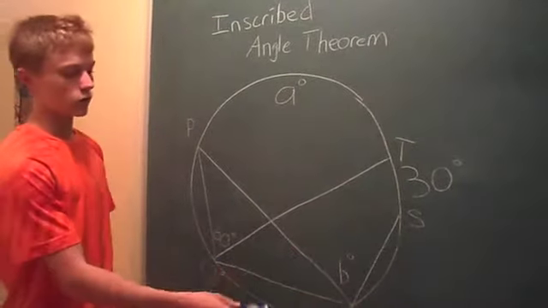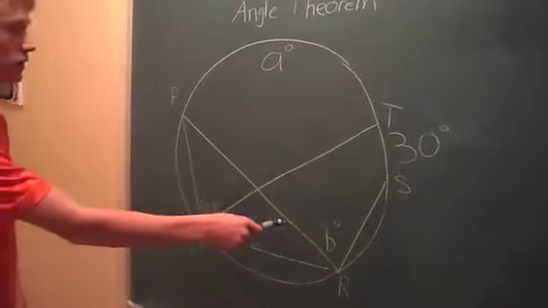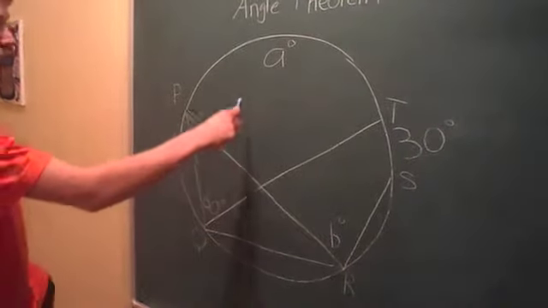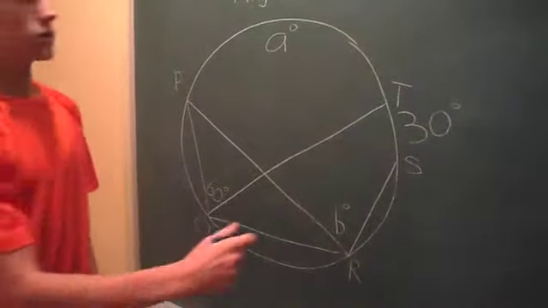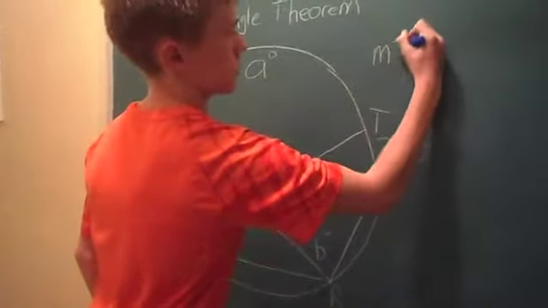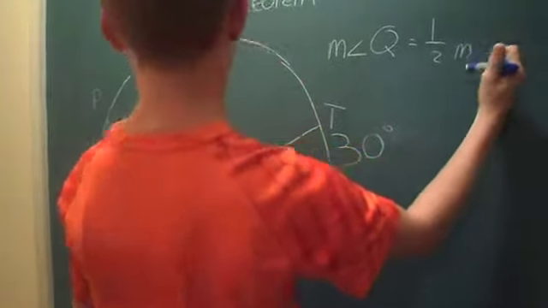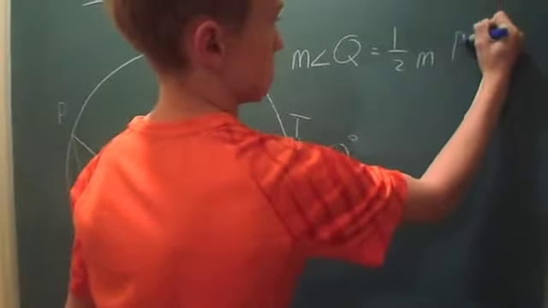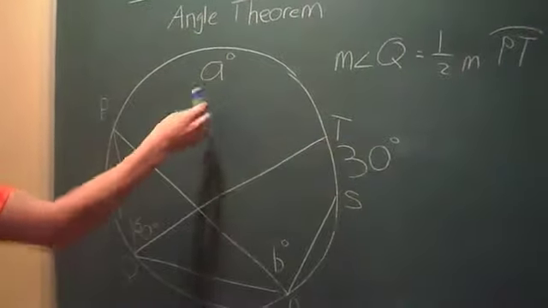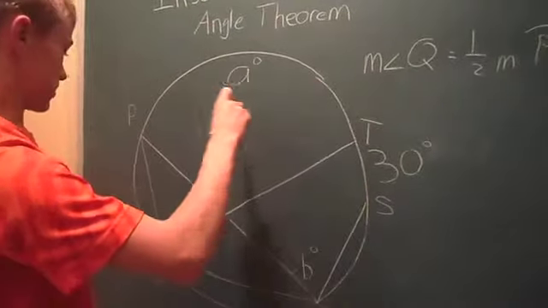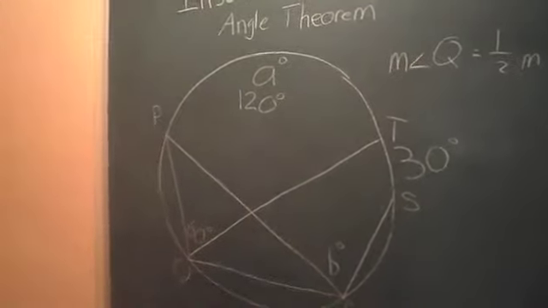Now we're going to practice the inscribed angle theorem, and for this you have to do the steps in order. If you do them out of order, the equation does not work. First of all, we have to solve for A before solving for B. A is going to be 2 times angle Q, which is 60, because the measure of angle Q equals half the measure of arc PT, and PT is A. So A is going to be 120 degrees.